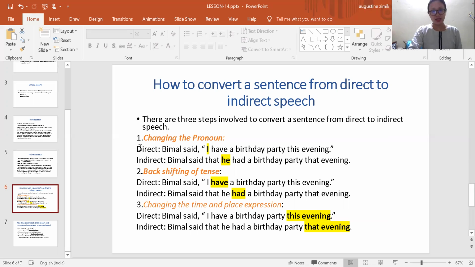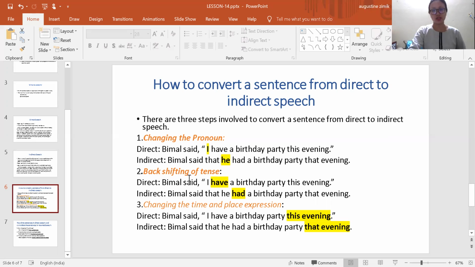Direct speech example, let's see. How are you going to change the pronoun from direct to indirect? Bimal said, I have a birthday party this evening. So which one is the pronoun here? I. Let's see in the indirect speech. Bimal said that he had a birthday party that evening. So I have changed the pronoun from direct speech I to he in indirect speech.